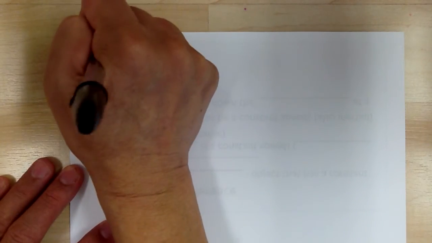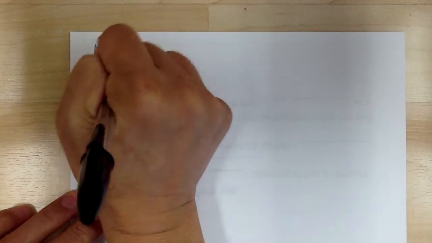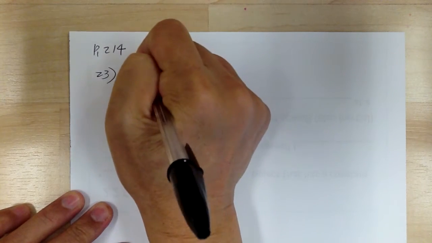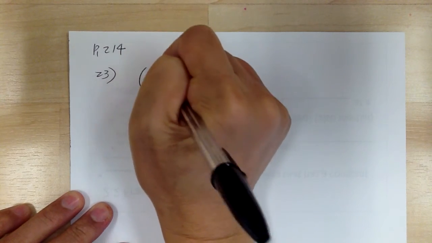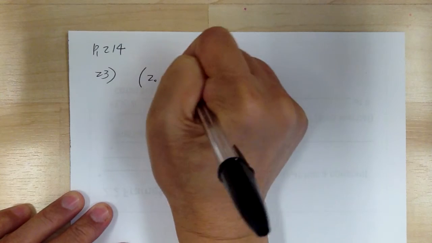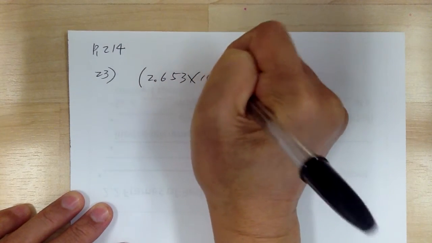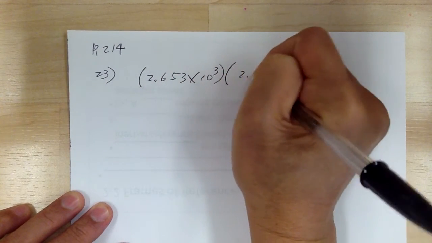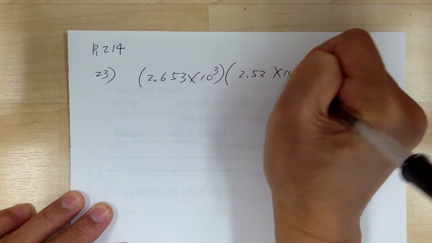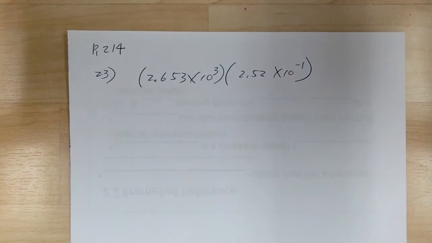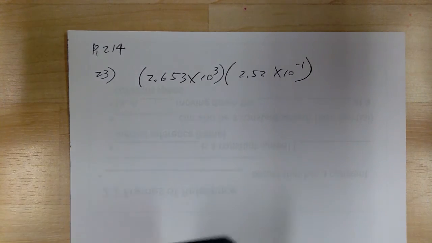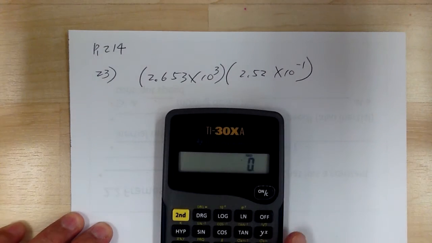Okay, let's go to page 214. And let's go to 23. So this is scientific notation. So you've got 2.653 times 10 to the 3 times 2.52 times 10 to the negative 1. So for this one you have to use a calculator. So make sure you know how to use scientific notation.